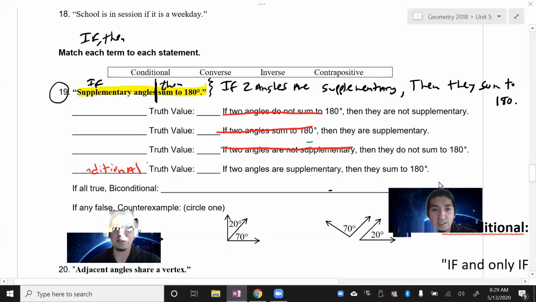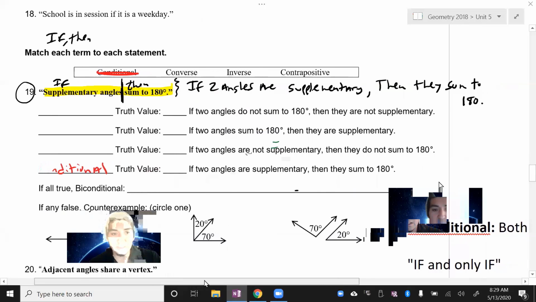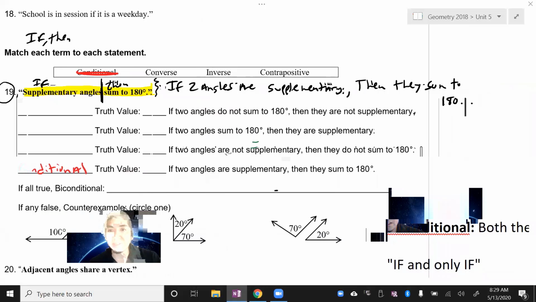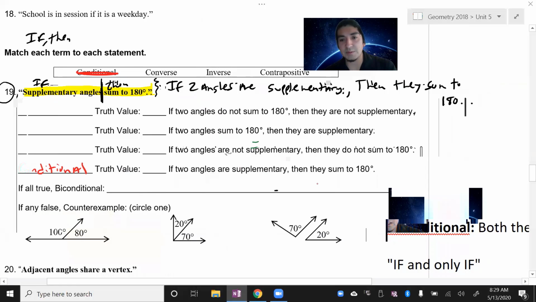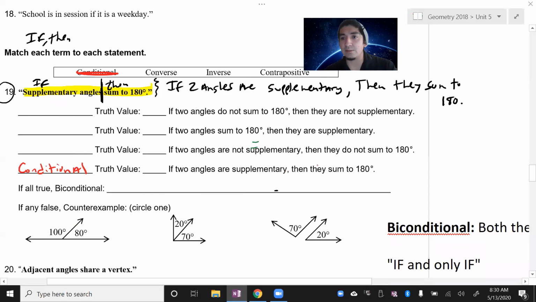My conditional. So that means that I have just eliminated this one right here. Okay, so now I have these left over. Now the truth value, I want you to be able to draw these on your own. And if you can't draw it, that means you need to get a little bit more practice on how to draw these. So if two angles are supplementary, then they sum to 180. So we're going to come up with examples where we're going to draw supplementary type of angles.